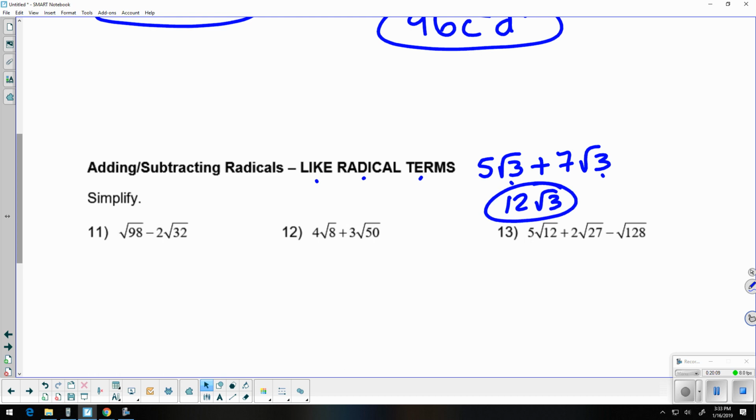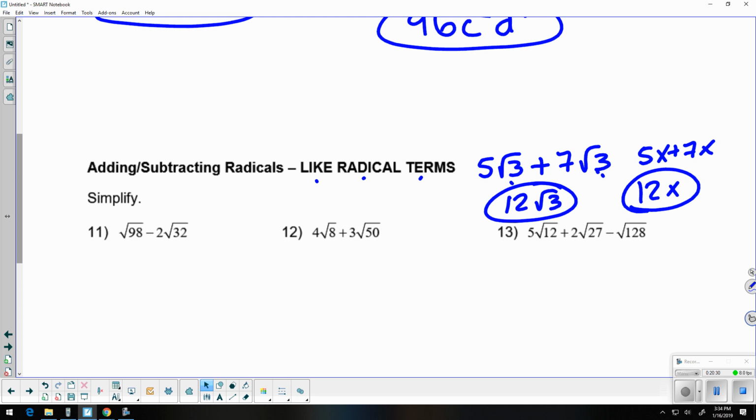Same or similar idea, like if you had 5x plus 7x, that's just going to be 12x as your answer, not 12x squared. So the x stays the same. Same idea, the radicals stay the same. Square root 3 and square root 3 do not change. It's not now the square root of 6. You keep the square root the same. You're just going to add the coefficients.